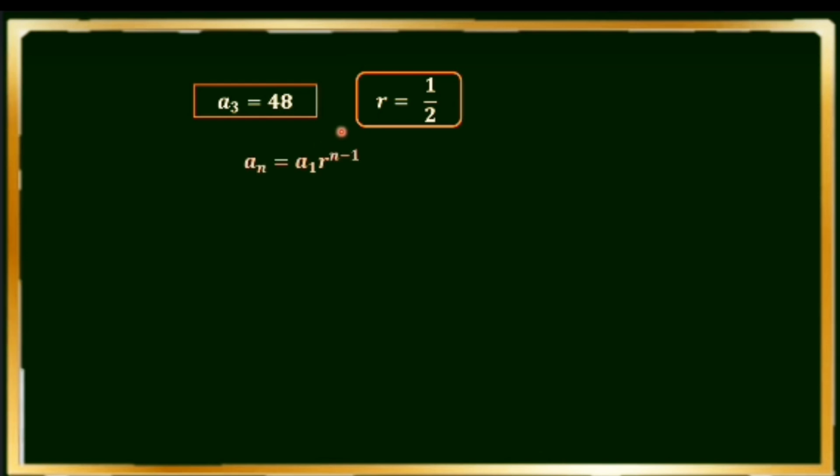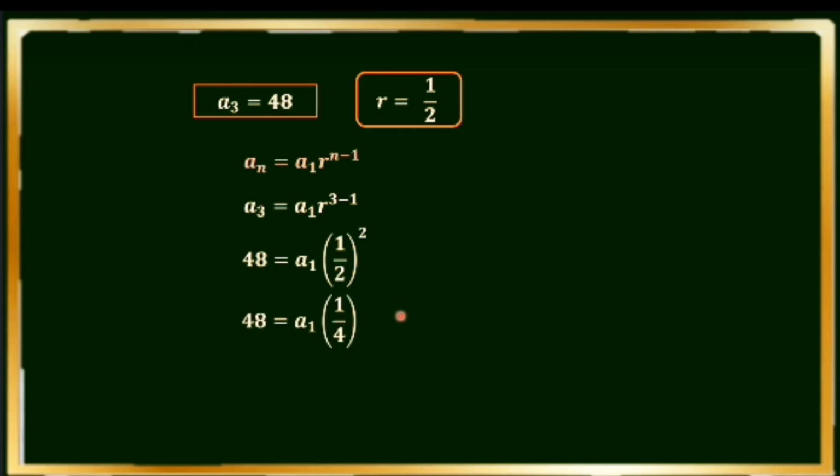Again, we write an equation for a sub 3. A sub n is equal to a sub 1 times r raised to n minus 1, or a sub 3 equals a sub 1 times r raised to 3 minus 1. And therefore, 48 is equal to a sub 1 times r, which is 1/2, raised to 2, or 1/2 squared. Therefore, 48 is equal to a sub 1 times 1/4. 1 squared is 1, 2 squared is 4.